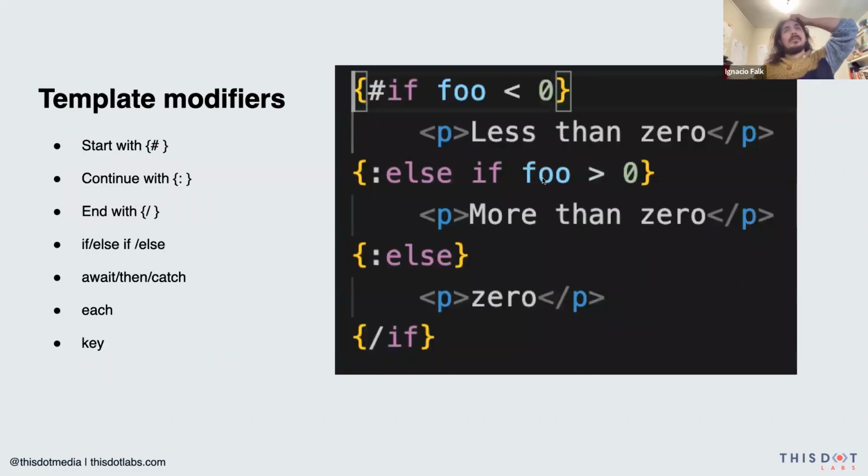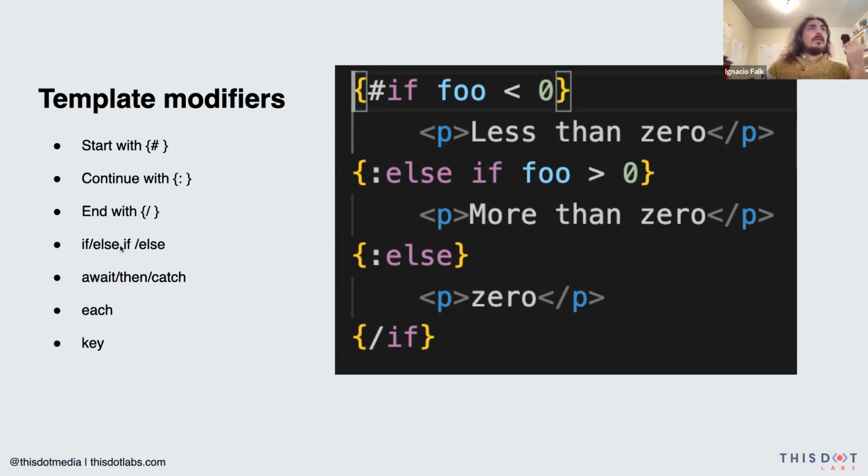Template modifiers. This is the superset of HTML. They provide different ways to render the component. The syntax is simple. You start with a hash, then continue with a colon, and end with a slash. In this case, we can optionally render the first paragraph, otherwise the second, else do something different.